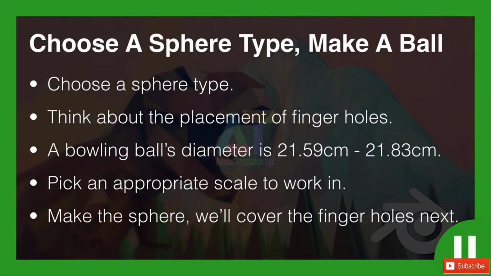Now, according to Wikipedia, a bowling ball's diameter is somewhere between 21.59 and 21.83 centimeters. Wonderful. So do pick an appropriate scale to work in, as we've done before with our pin. Finally, make that sphere, and we'll cover the finger holes next. So don't worry about making those at the moment, we'll do that in the next lecture. Pause the video now and give that a go.